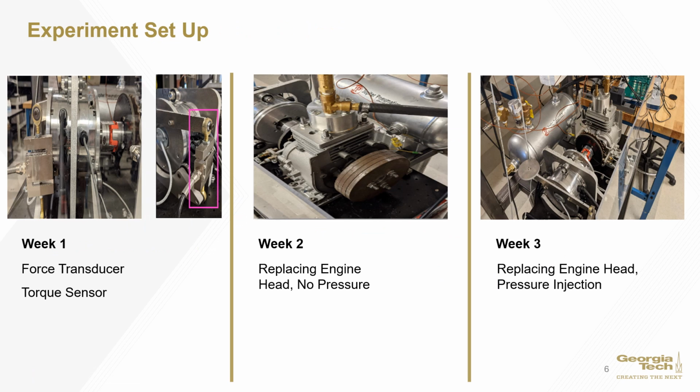Starting the first week and lasting the duration of the experiment, a force transducer and a torque sensor are used to take torque measurements for torque calibration. Following this calibration, an engine head is placed on the ICEngine with no pressure for measurements of the no pressure subsystem. Lastly, a new engine head with applied pressure is attached to record final measurements of the entire engine in full operation.